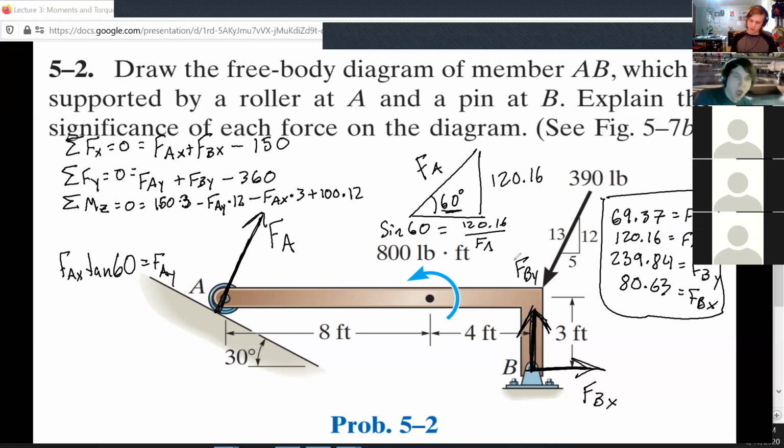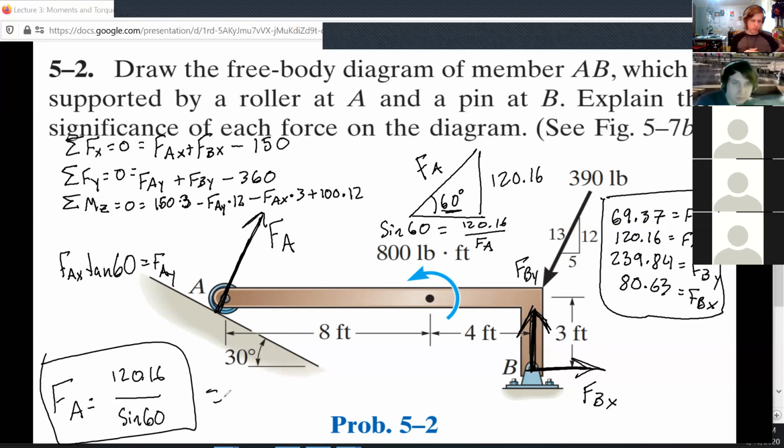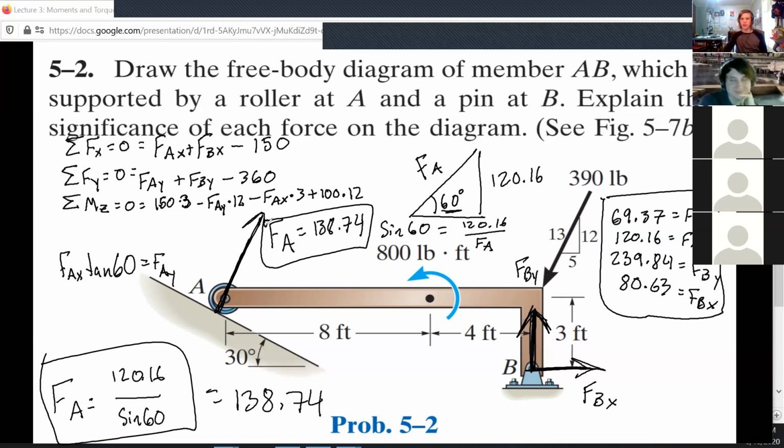And what we end up with is FA would equal 120.16 divided by sine 60. So that is the answer. I guess I'll just do it real quick since it's not that hard. Divided by sine 60. So we know that FA equals 138.74. So that's how you do it. I did it real quick just because we are out of time.